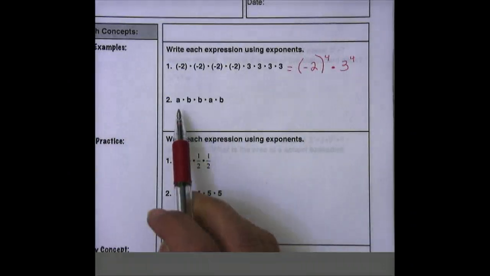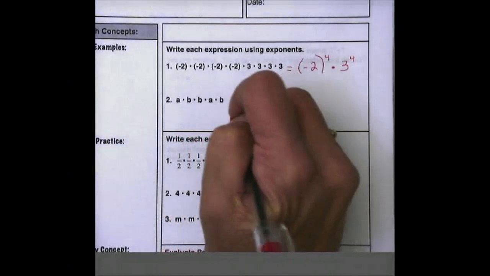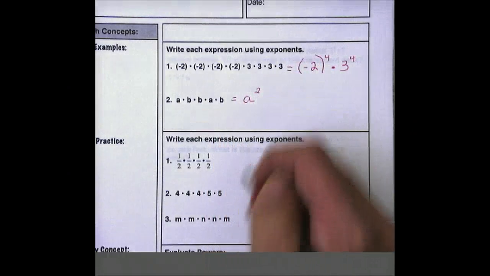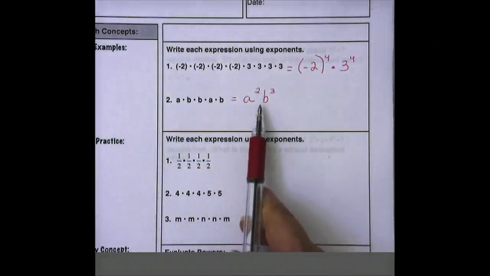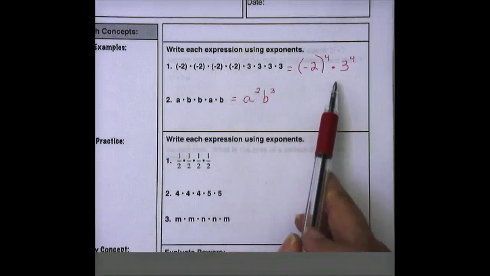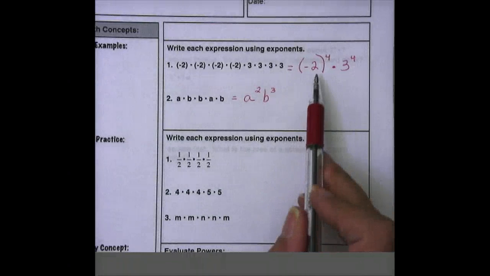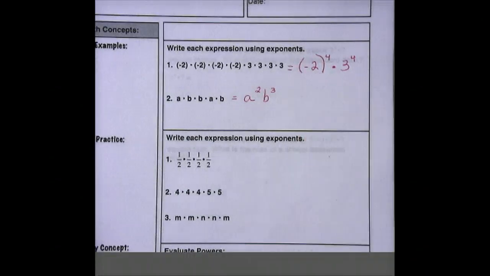The next example is a times b times b times a times b. We're going to put them in alphabetical order, so a to the second, or a squared, times b to the third. Now notice we did not put a multiplication symbol between these two. We don't need to do that when it's just variables. However, we do need to do it when it is numbers. Also notice that the -2 is in parentheses.